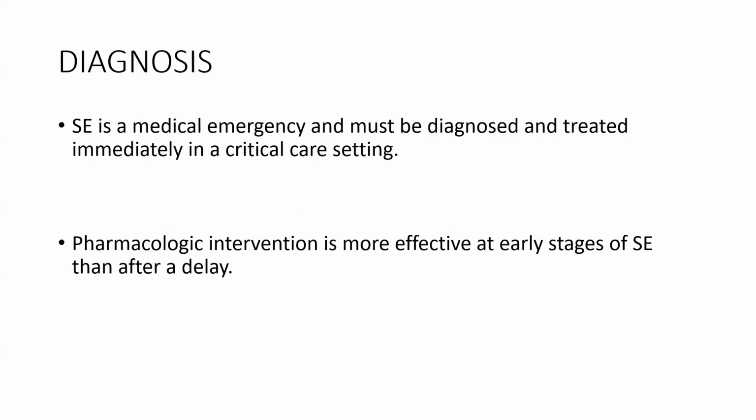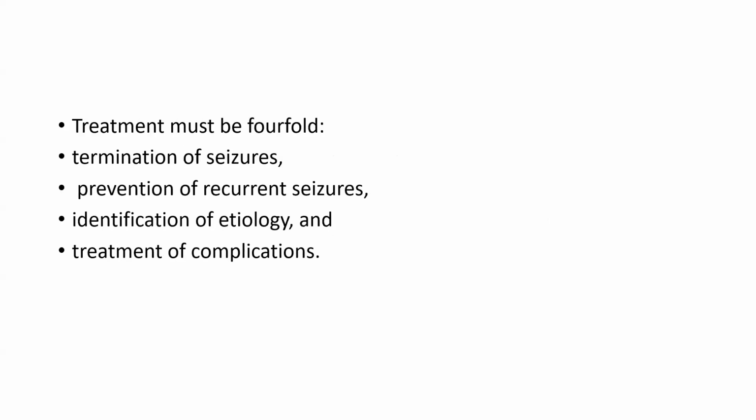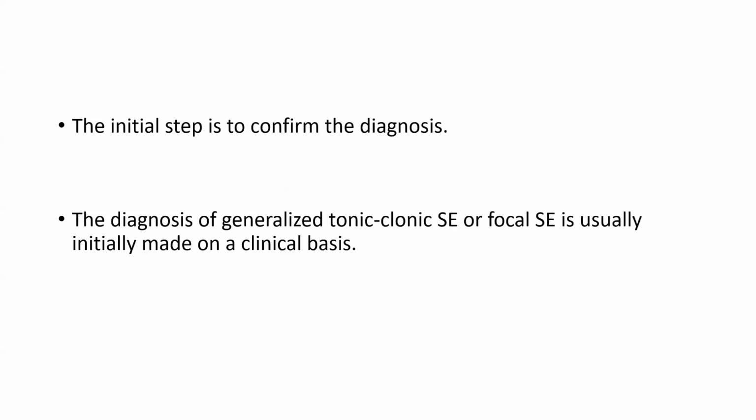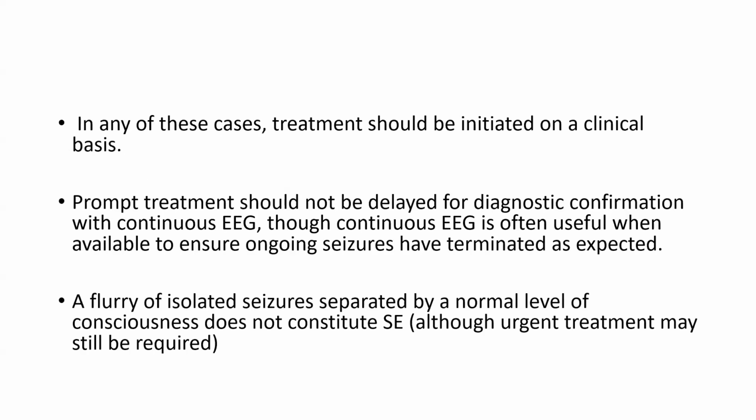Now, the pharmacological intervention is more effective at early stage of status epilepticus than after a delay. Now, the treatment must be categorized into these 4 points. First is termination of seizure. Then we have to prevent the recurrence of seizure. Then we have to identify the underlying etiology, and then we need to treat the complication. So, initial step is to confirm the diagnosis of seizure. The diagnosis of generalized tonic-clonic seizure, or it may be focal seizure, is usually initially made on the clinical basis. In any of these cases, treatment should be initiated on clinical basis.